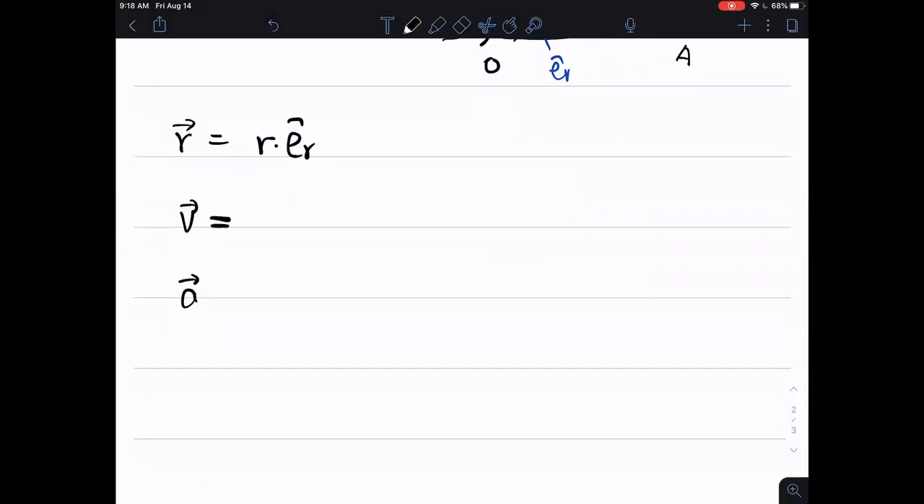And for velocity, what do we do to get from position to velocity? Take the derivative, dr/dt. You do that. This will give you the expression for velocity, which is r dot e_r hat plus r theta dot e_theta hat.